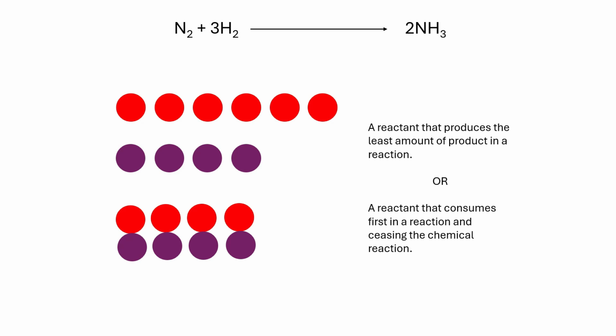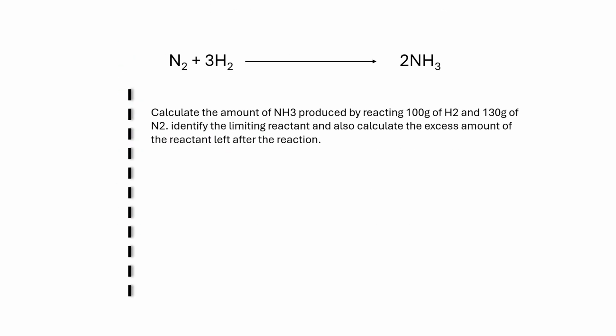Now let's look at a numerical problem so that you could get a good comprehension of this concept. So here is the numerical problem. Calculate the amount of ammonia produced by reacting 100 gram of hydrogen and 130 gram of nitrogen. Identify the limiting reactant and also calculate the excess amount of the reactant left after the reaction.